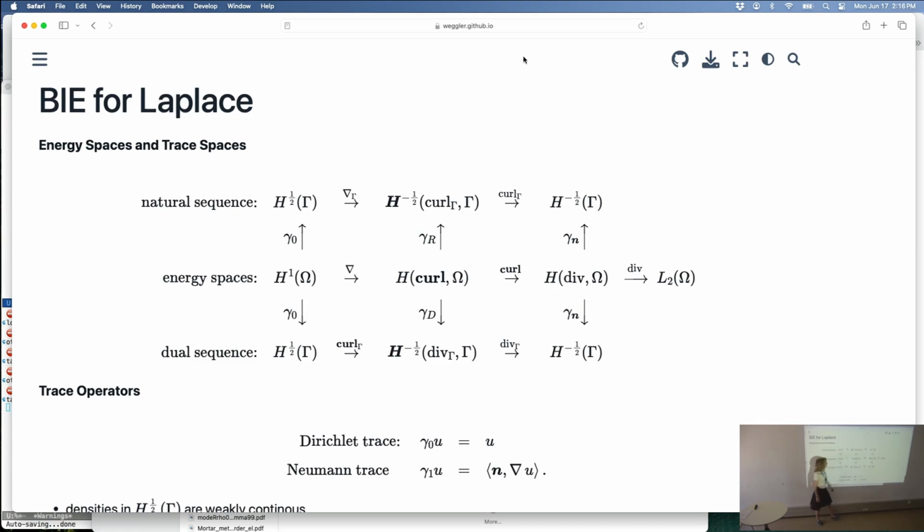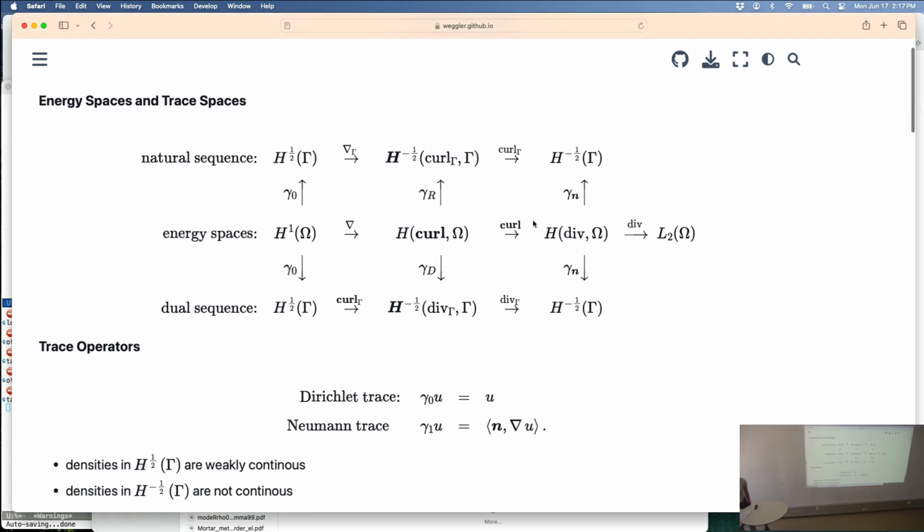Especially for Maxwell's equations, you have to play with those two: H^{-1/2} div and H^{-1/2} curl. Those are the traces where the normal component over the edge is weakly continuous, and those are the ones which have a tangential component which is weakly continuous. All right, so this is the whole world of BEM, FEM and BEM spaces.